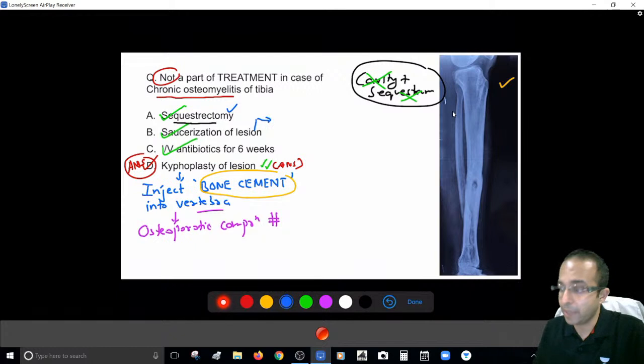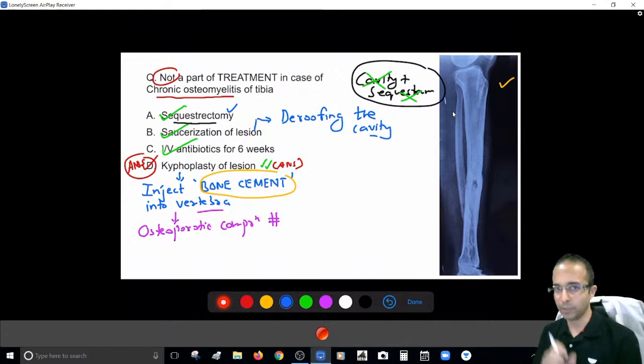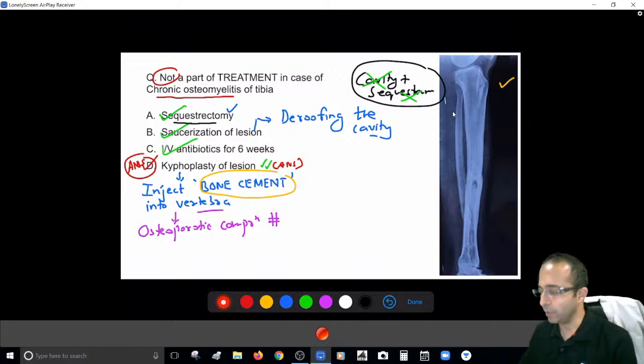Saucerization is dealing with the cavity. How? By de-roofing it. So de-roofing of the cavity is what you call saucerization. I'll just clear up myself on this particular area. Guys, see what I'm going to do here. I am going to remove the roof of this cavity. So I'll just do that for you.